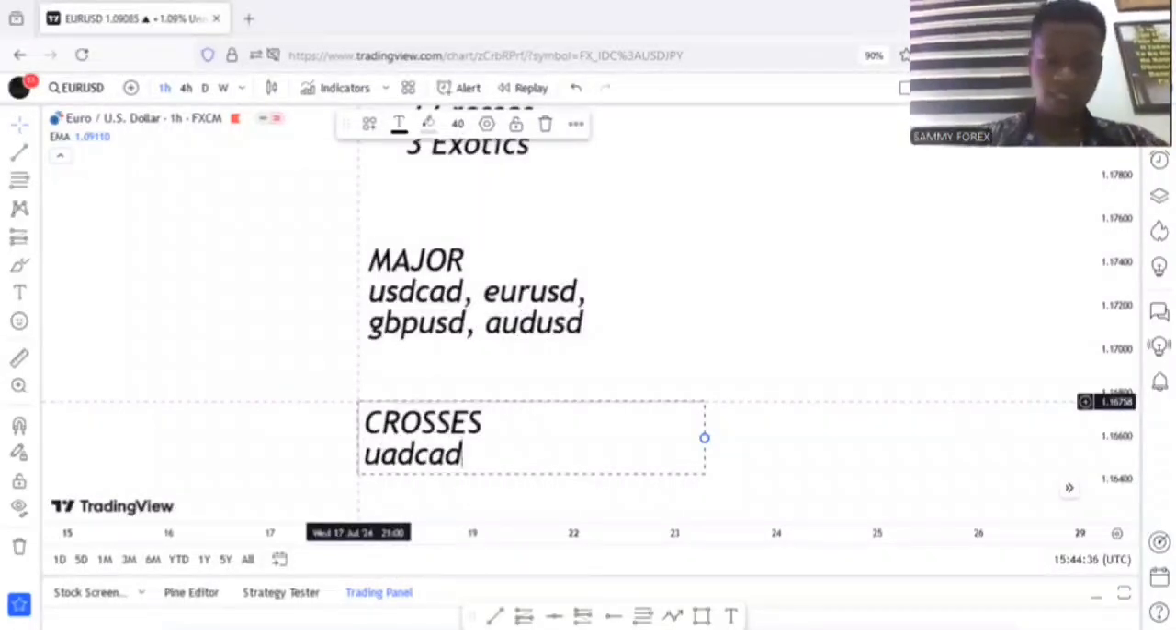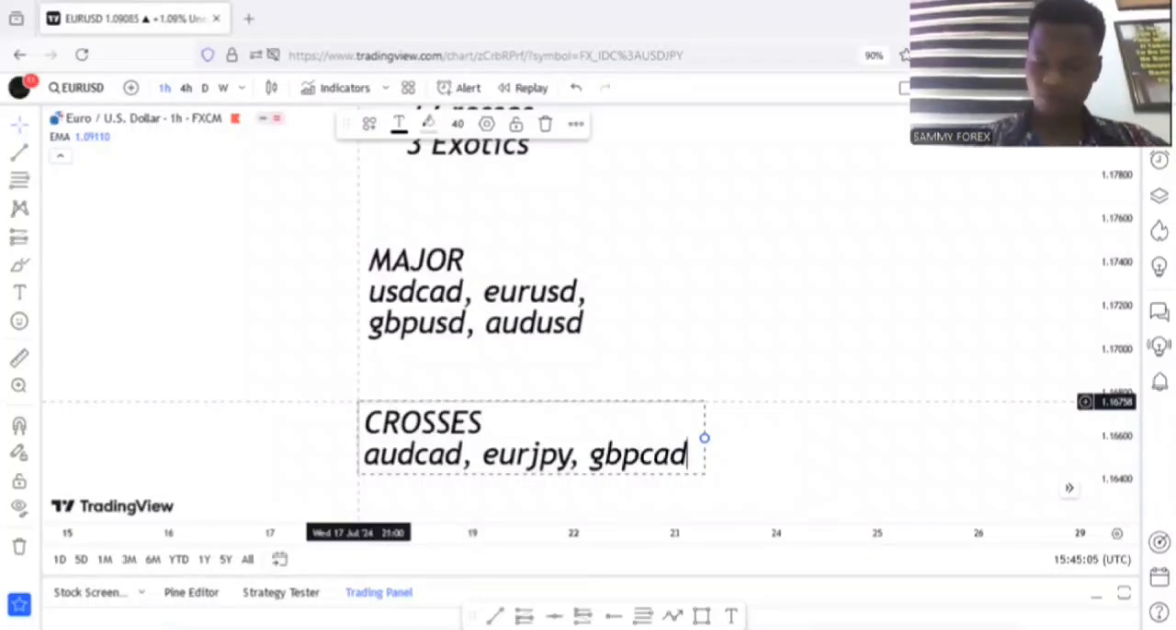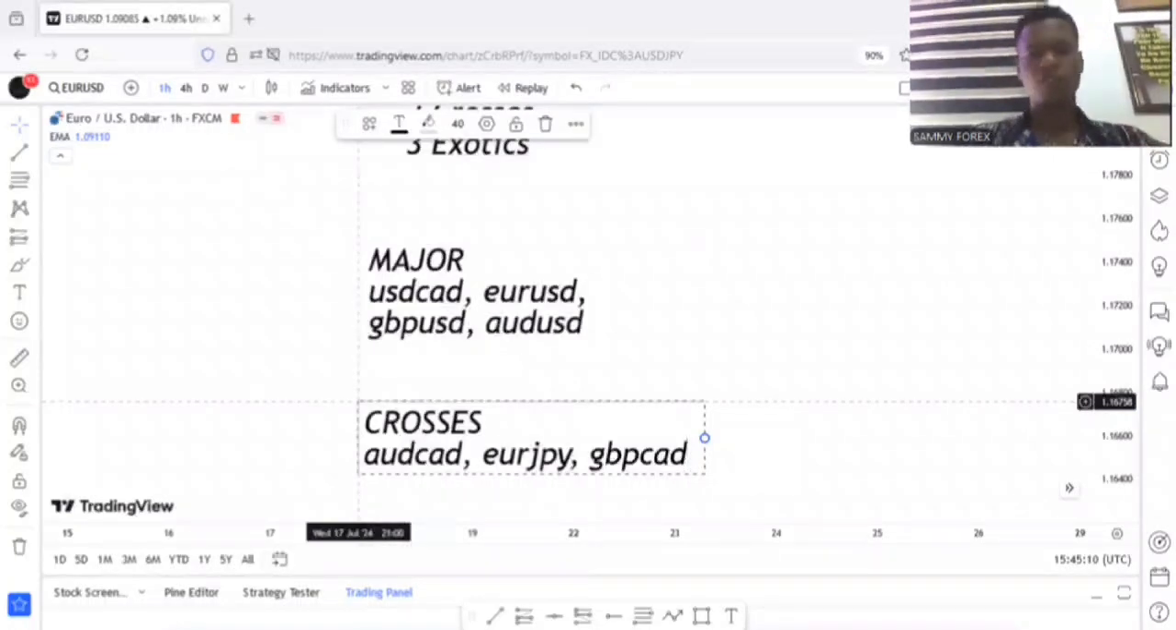For example, we have the AUD, the Euro JPY, and the GBP pairs. Then on some of them we have many more, like New Zealand JPY. Those are the crosses, the ones that don't include the US dollar at all.